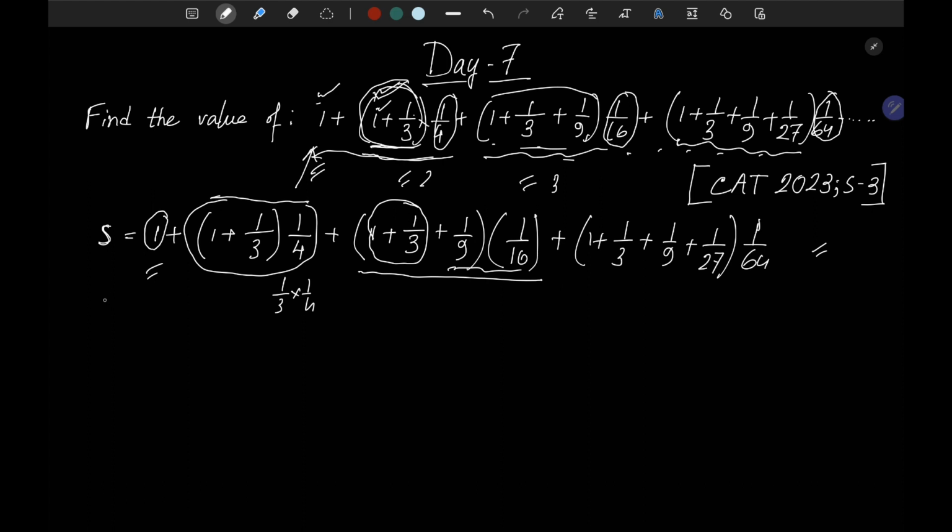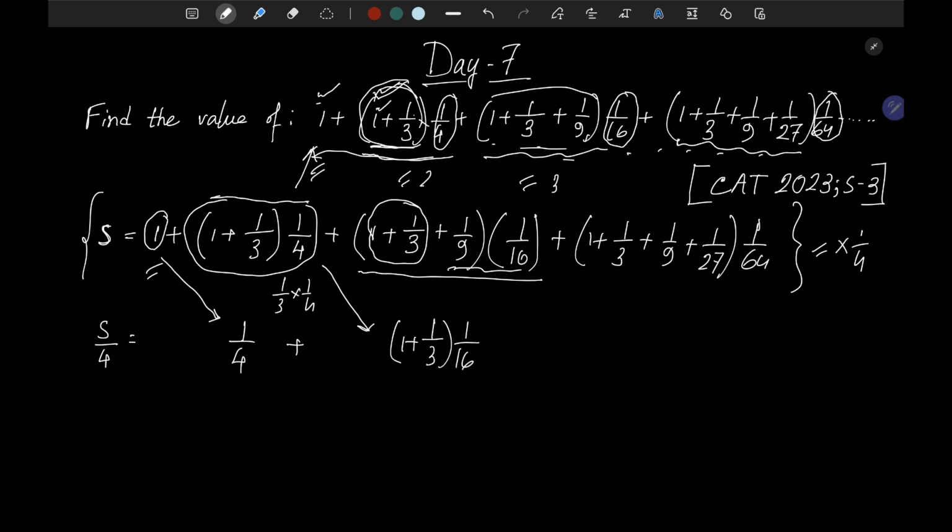So let's multiply this whole thing by 1 by 4. This side becomes S by 4, and after multiplication we will write it term by term. This one will come here, it will be 1 by 4, plus this one will come here, it will be 1 plus 1 by 3 into 1 by 16. This term will come here, it will be 1 plus 1 by 3 plus 1 by 9 into 1 by 16 into 1 by 4, which is 1 by 64.